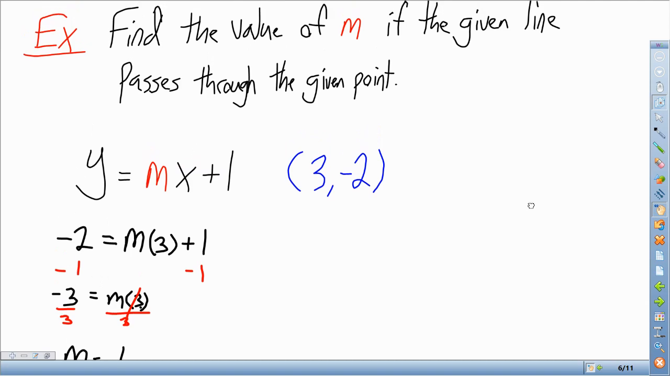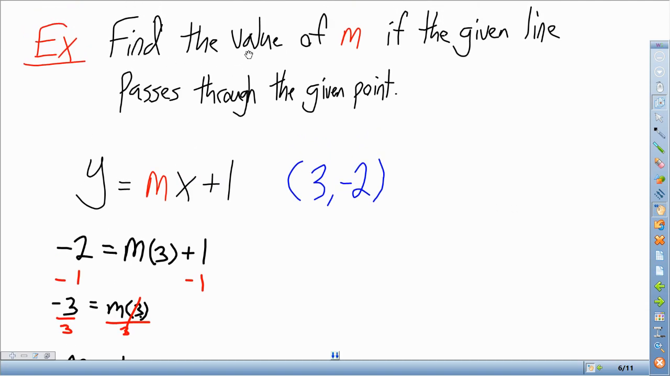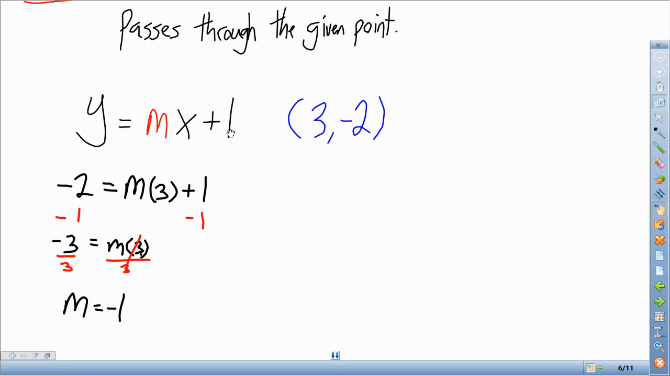Okay, and there it is. Find the value of m if the given line passes through the point. We just found the slope of the line that has a y-intercept of positive 1 and goes through this point. They're not asking, but you might get problems where, after you get this, they want you to actually write the equation of the line.